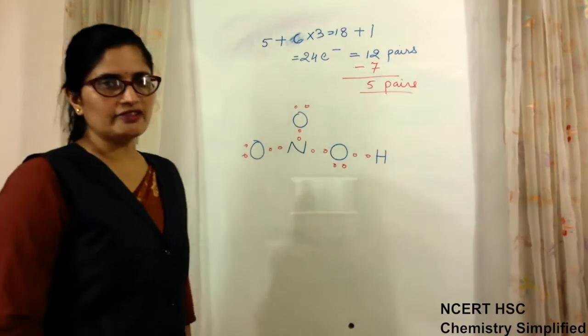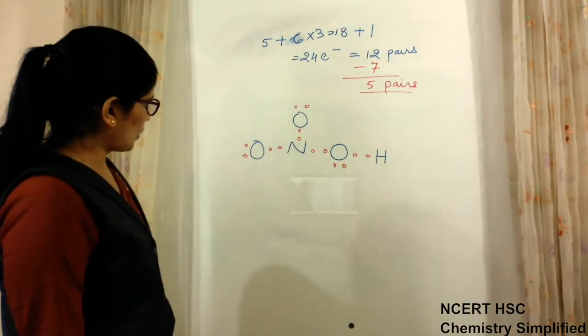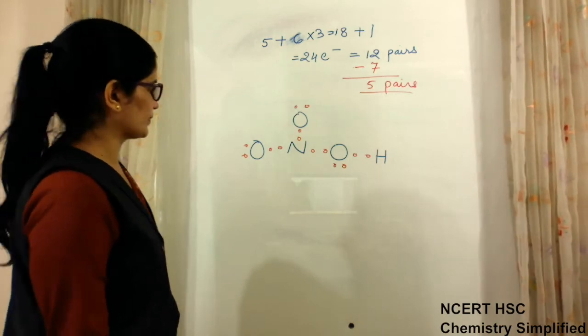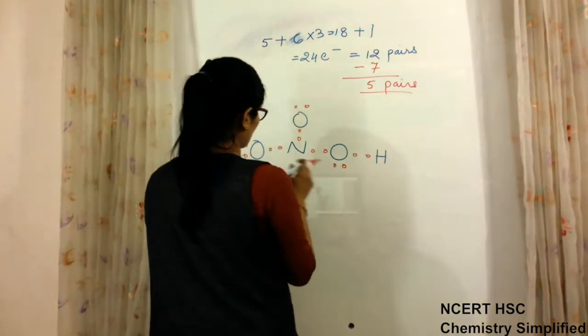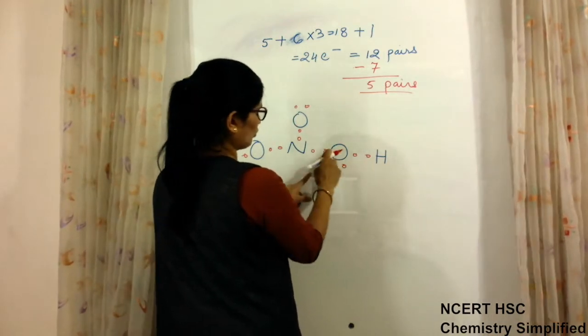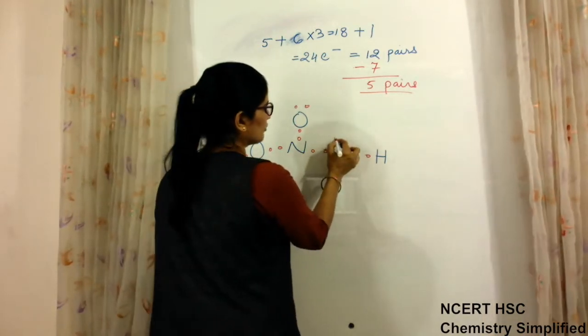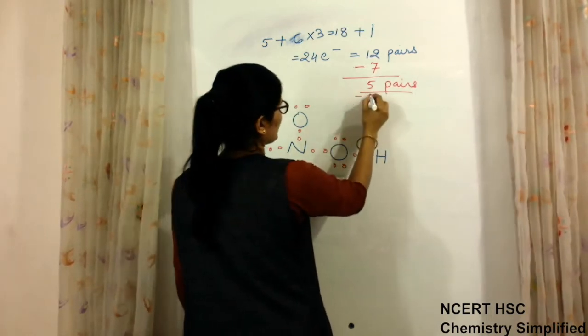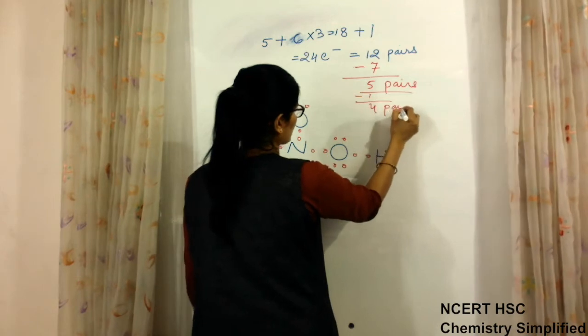7 are used, 5 more are left. So now distribute the remaining 5 pairs to complete the octet of each one. Hydrogen is already done. Let us see now. In case of this, if we see 1, 2, 3, 4, 5, 6, we can give 1 to this. So its octet is complete, this oxygen. Minus 1, 4 pairs are now left.